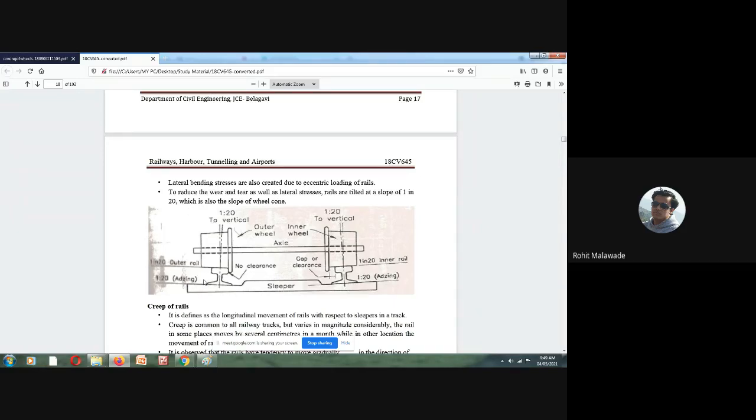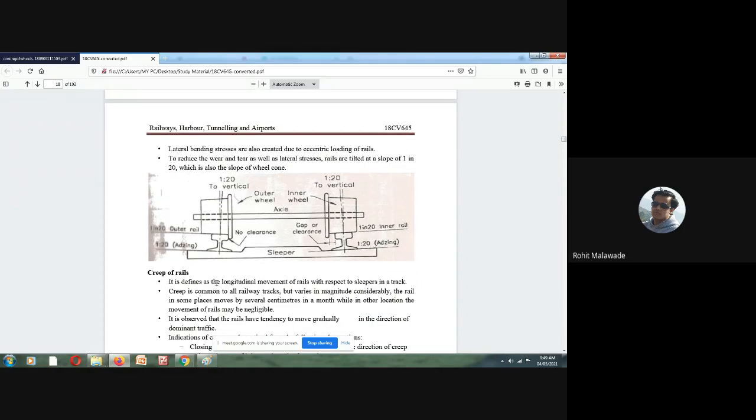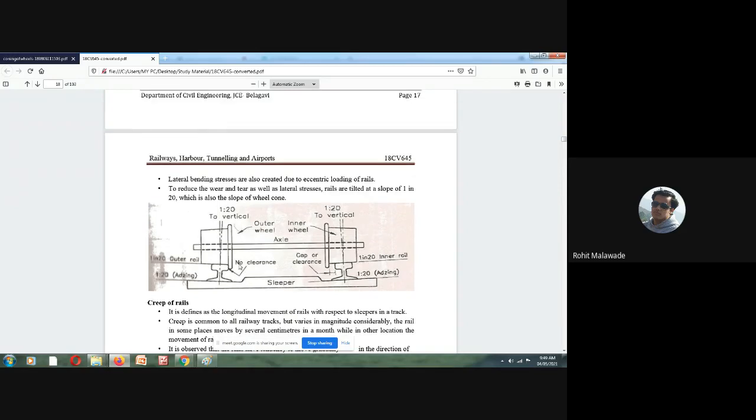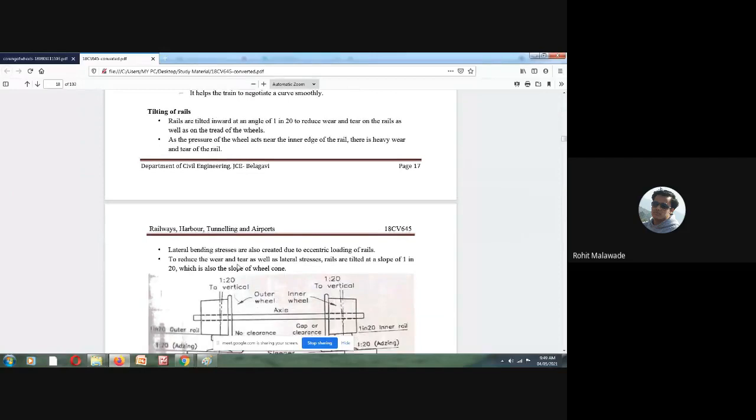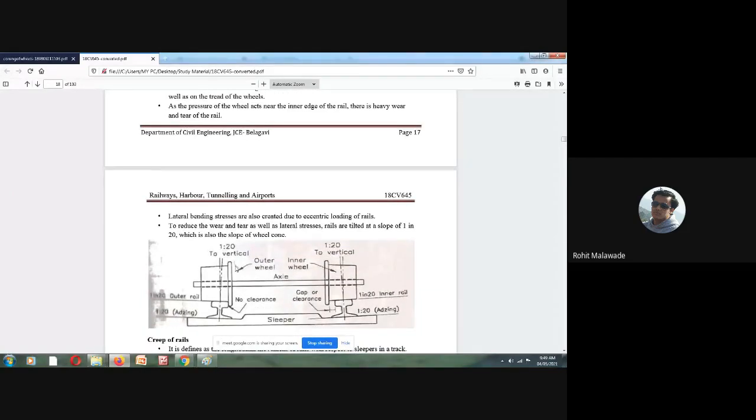Okay, now edging is nothing but making the sleeper slope of 1 is to 20. That is what we call the edging of the sleeper. Due to this slope of 1 in 20, what is going to happen? We are going to reduce the possibility of damage to the sleeper and the rails. So providing the slope of 1 is to 20 to these sleepers, we call it edging.